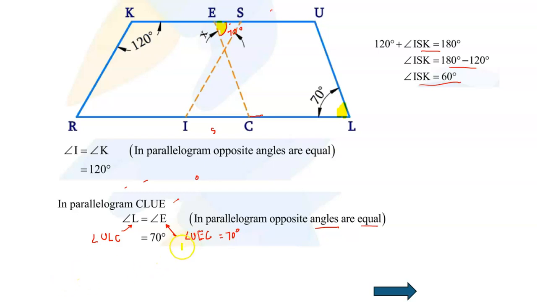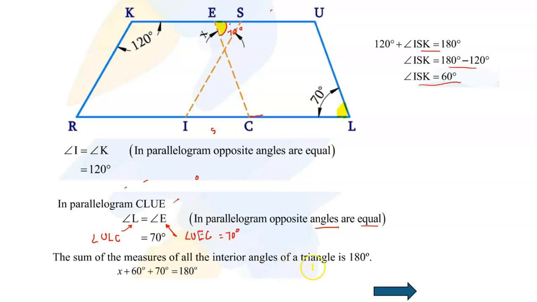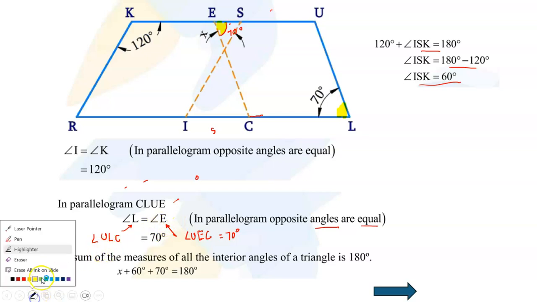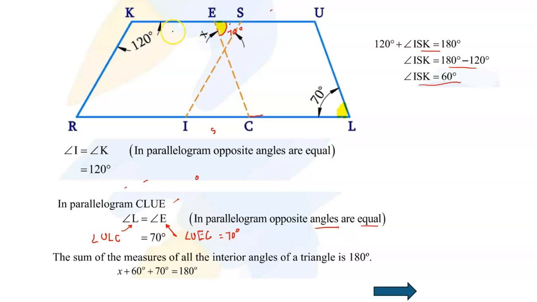Similarly, what happens in the next step? Now we want to find x. To find x, the method will be the sum of measures of interior angles of a triangle. A triangle is 180 degrees. Now which is 60 and which is this one? Last time, what did we find here? Let's remember, I'll revise this. See, last time this was 120. Here we got 60 degrees.